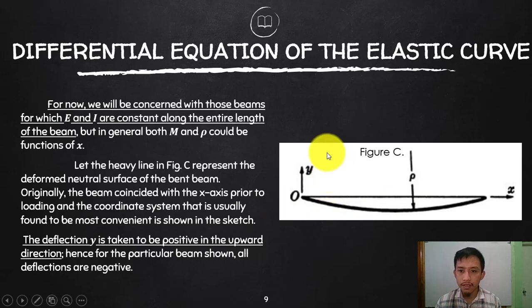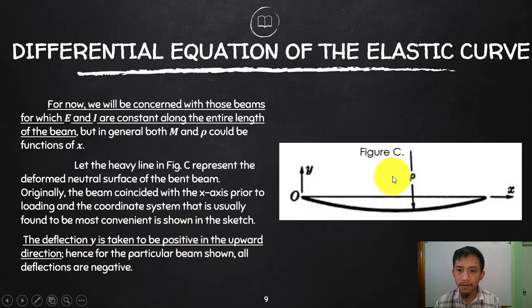So at any variable loading, you will have a variable moment with respect to different distances. So you will have a variable M, and of course rho, which depends on the curvature. So we will end up with M and rho as functions of distance x, since we will try to establish an equation of the deflection y with respect to its ordinate or distance x from the leftmost part of the beam. In this discussion, y is taken to be positive in the upward direction.